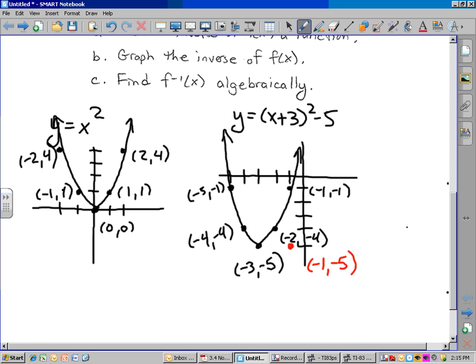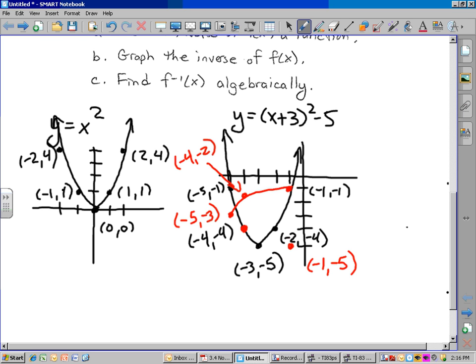Negative 4 stays. Negative 4, negative 4. Negative 3, negative 5 becomes negative 5, negative 3. Negative 2, negative 4 becomes negative 4, negative 2. And negative 1 switches to negative 1, negative 1. It stays where it's at.